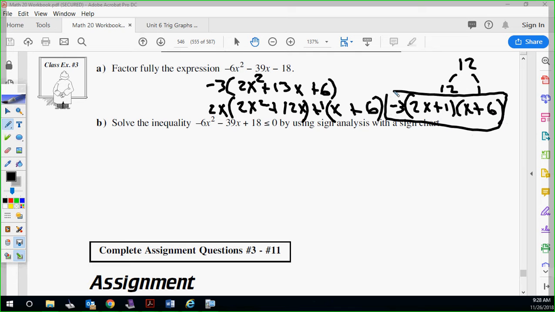So if you're not sure what happened, take 2x out, that leaves an x. Take 2x out of there, that's a 6. So you get the x plus 6s to match if you weren't sure what happened there. So that's the fully factored form. So I'm going to write it here.